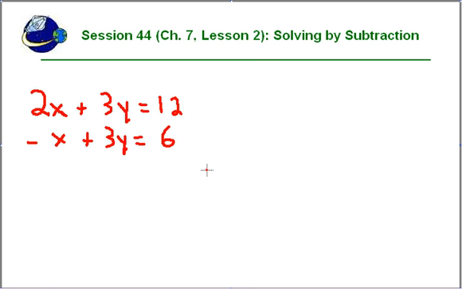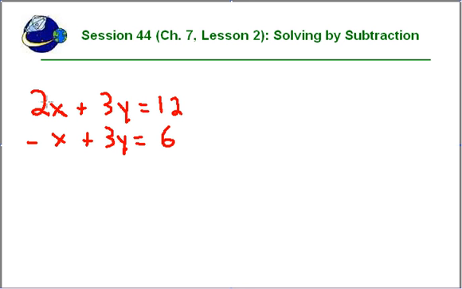Getting them both together on the same side of the equation, whether the left or the right, and most often you'll probably see them on the left-hand side. And then what you're trying to do is to combine the equations in such a way that you cancel out one of the variables. Well, sometimes the addition method will not cancel out a variable.